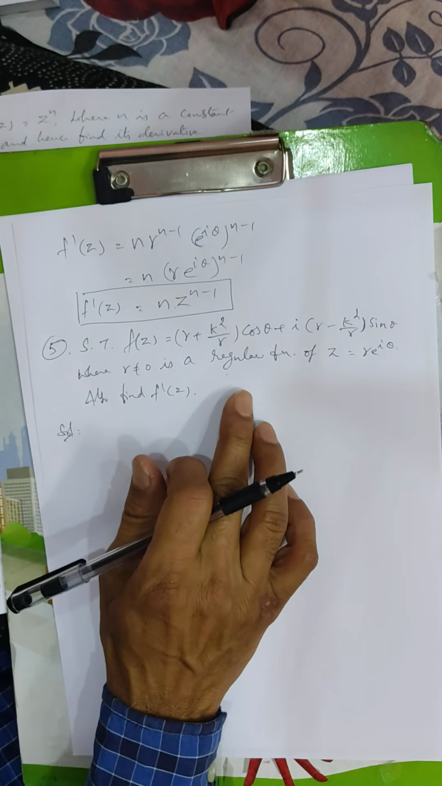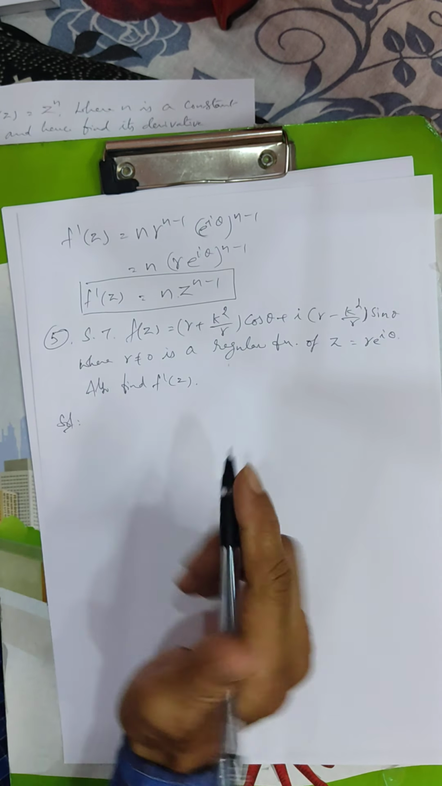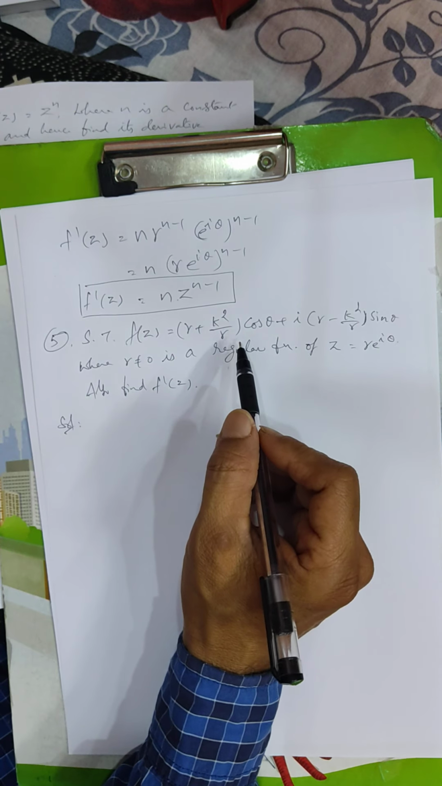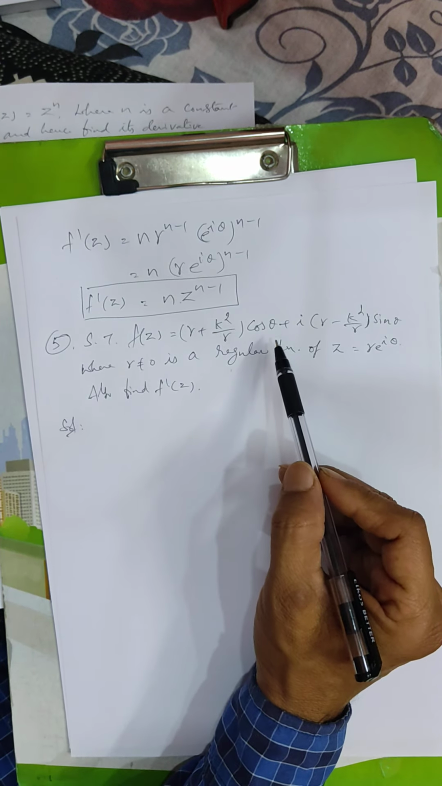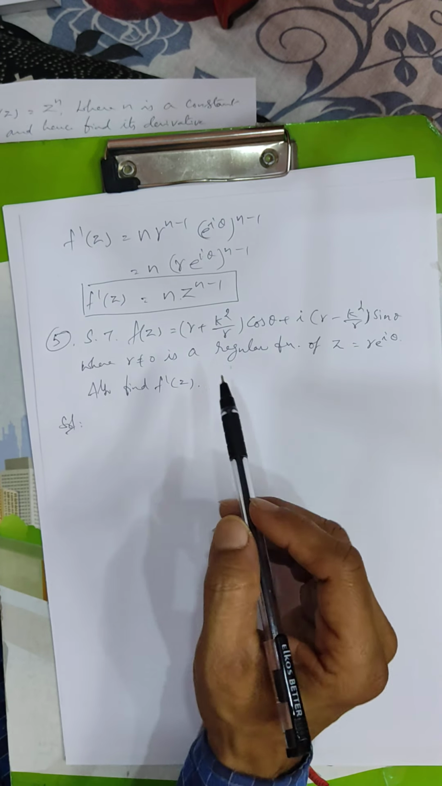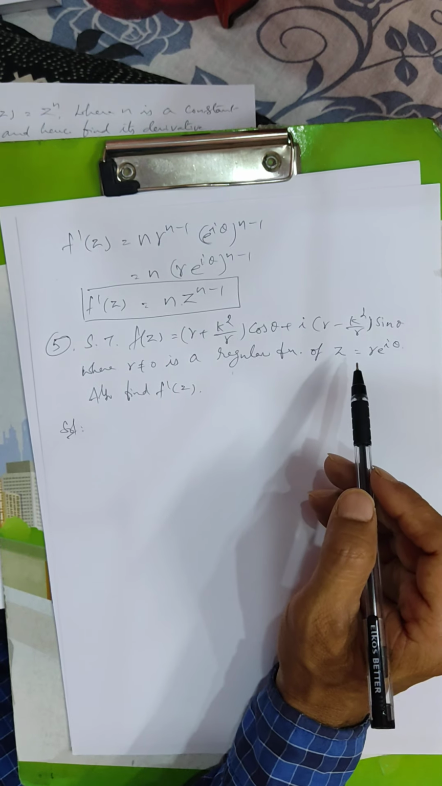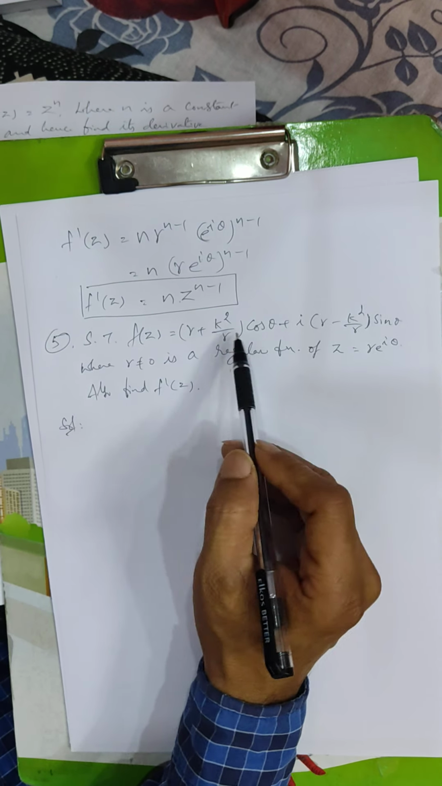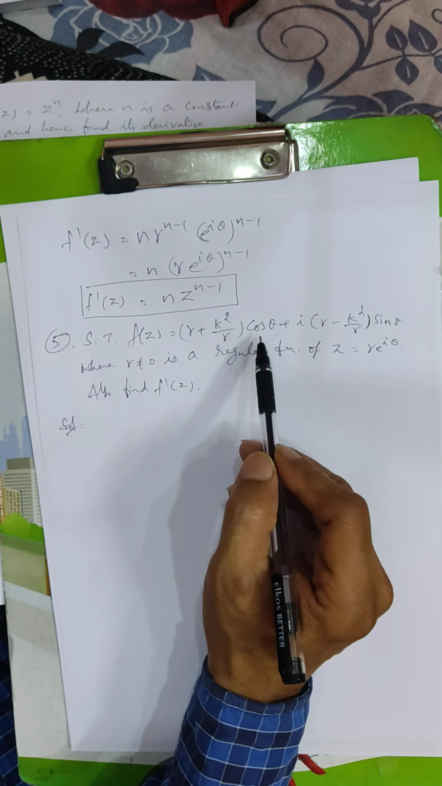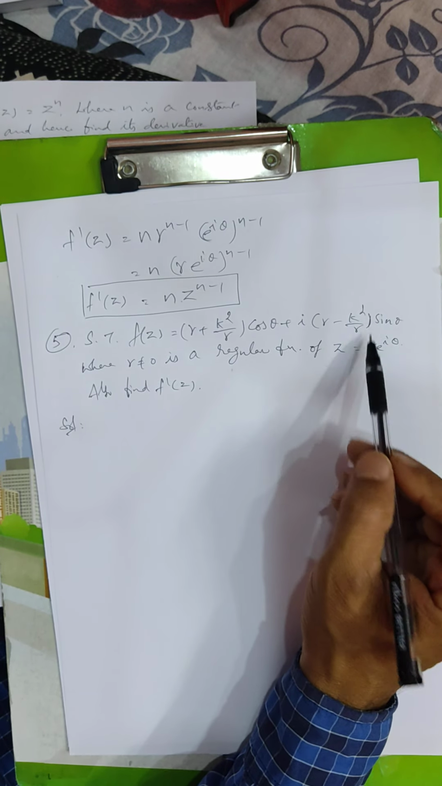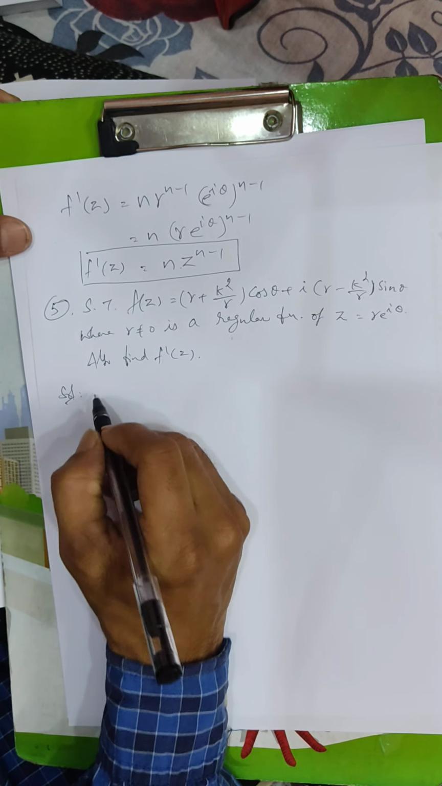So you see the difference between this problem and the previous ones. Previously they used to give the function in terms of z, where we used to write z is equal to x plus iy or z is equal to r e power i theta. But in this problem, they have directly given u and v. No need to substitute z here. Already it is in terms of polar coordinates. u is r plus k square by r cos theta and v is r minus k square by r sin theta. Okay.